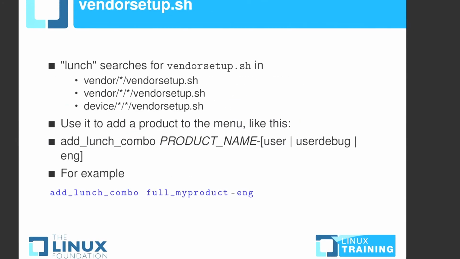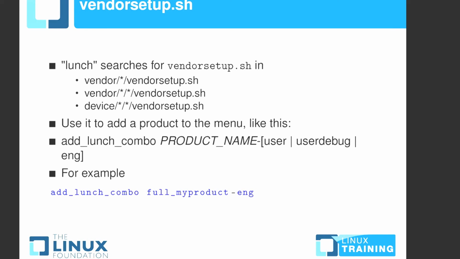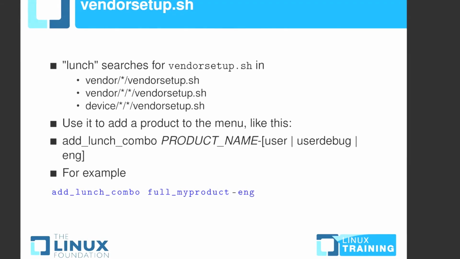And then the last file I want to look at is one called vendorsetup.sh. And this just has the one-liner, add lunch combo, the name of the product, and then -eng.